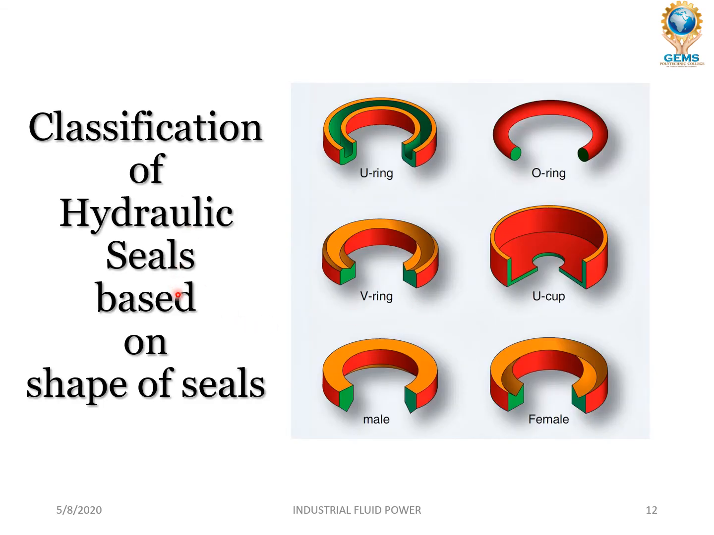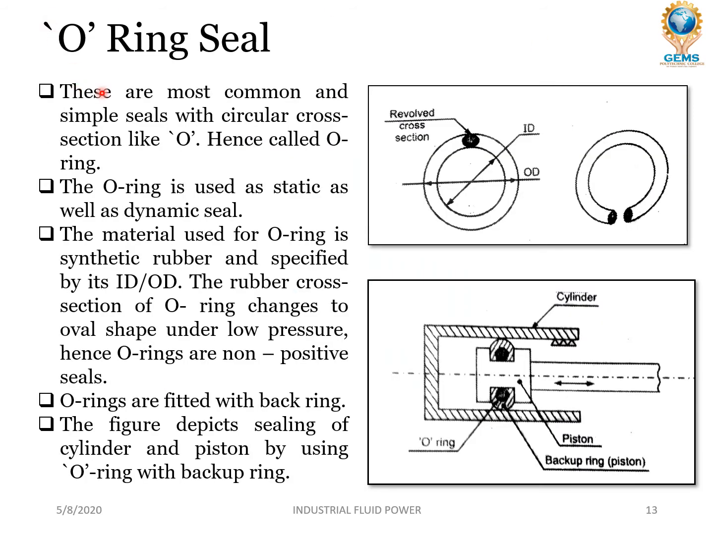Now the classification of hydraulic seals based on shape of seals. First is the O-ring seal. These are the most common and simple seals with a circular cross section like an O, hence called O-ring. The O-ring is used as a static as well as a dynamic seal. The material used for O-ring is synthetic rubber and it is specified by its internal and outer diameter. The rubber cross section of the O-ring changes to an oval shape under low pressure, hence O-rings are non-positive seals.